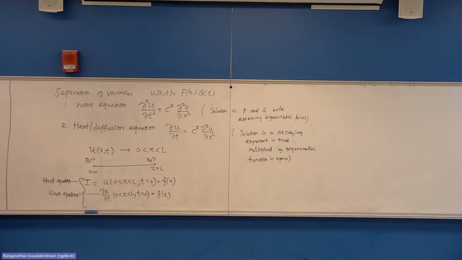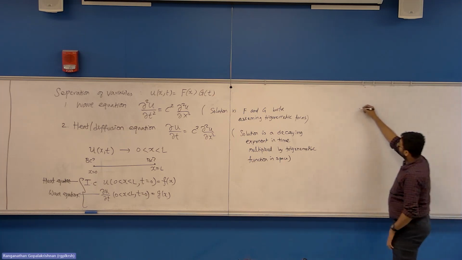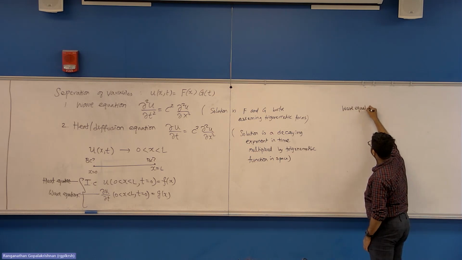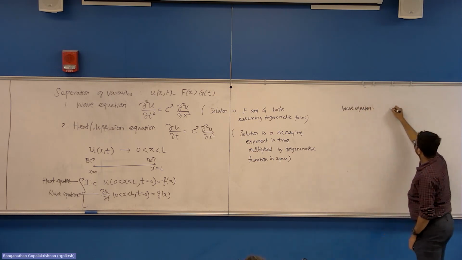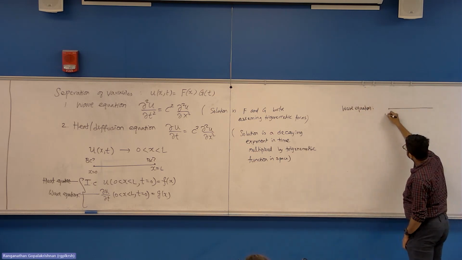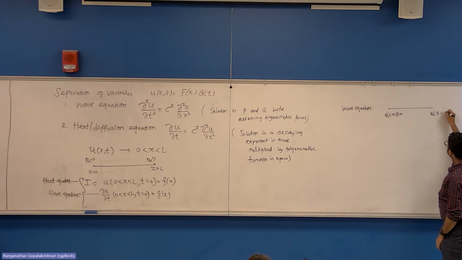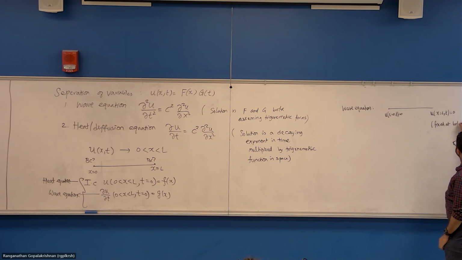Just a review of last time. For the wave equation, the types of boundary conditions we saw: at both ends, u at x equal to 0, comma t is 0, and u at x equal to L, comma t is also 0. So fixed at both ends. That is the boundary condition.